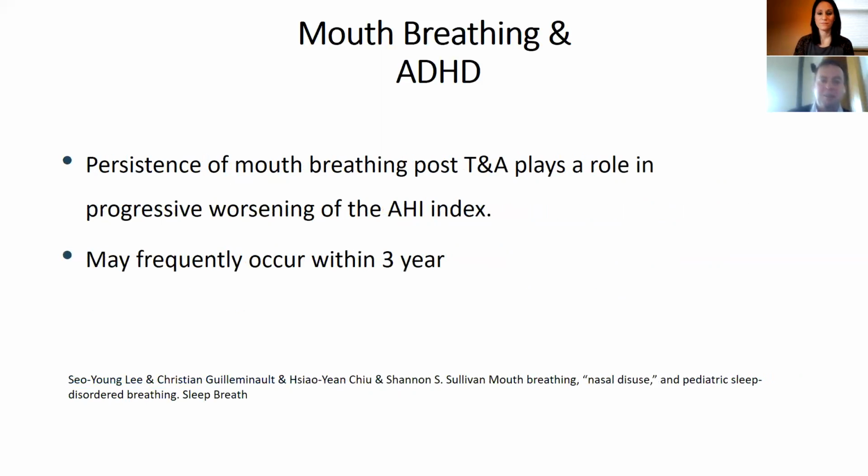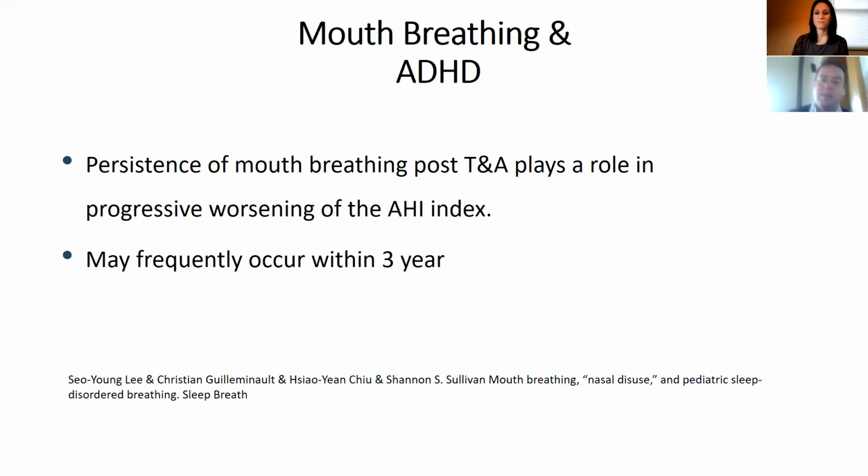And our next slide. So the persistence of mouth breathing, as I spoke earlier on. Even if we do get tonsillectomy and adenoidectomy addressed, if the child continues to mouth breathe, it plays a role in progressive worsening of the AHI index. And the AHI index is a sleep index to measure the severity of sleep disorder breathing. And according to Dr. Christian Guilleminault, who co-authored this paper, it can frequently occur within 3 years.